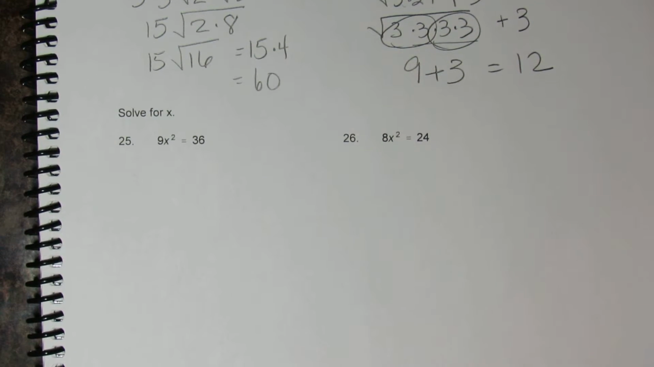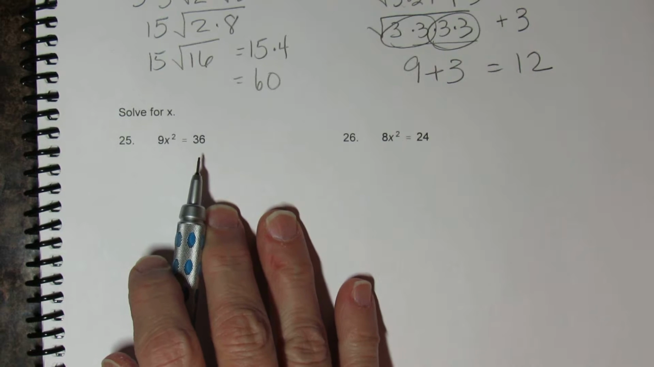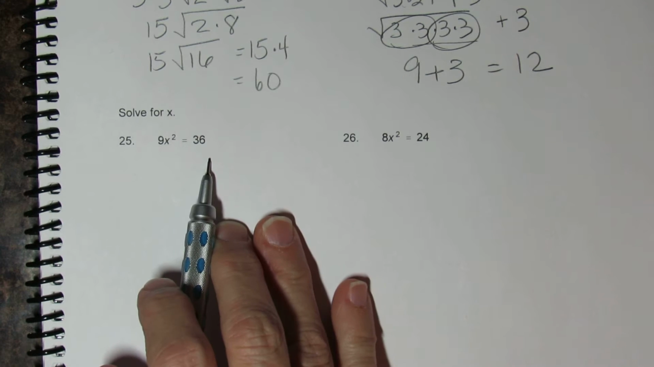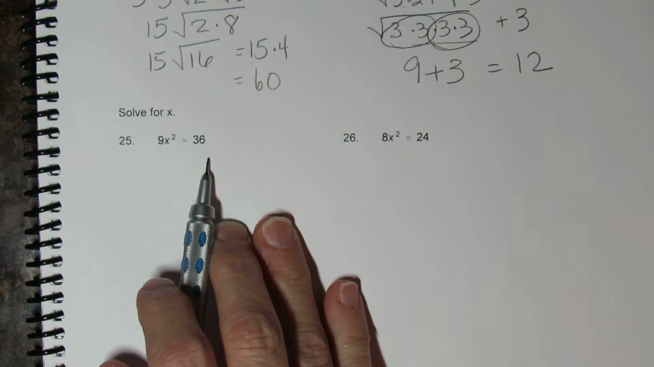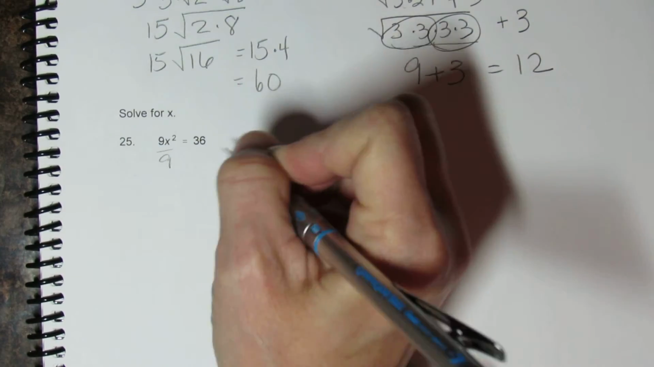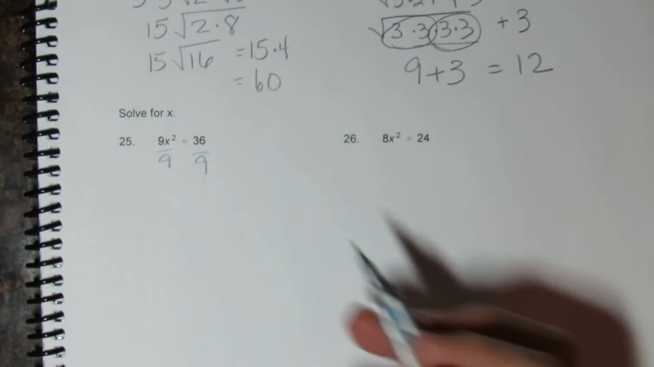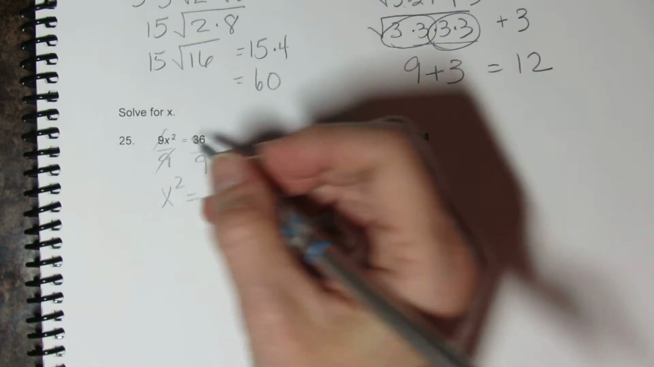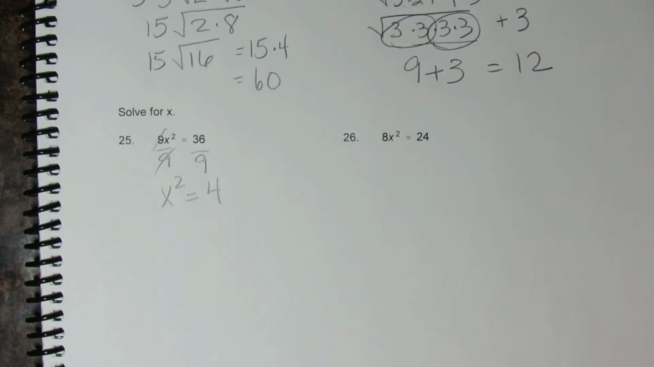All right, here we want to solve for x in these equations that have an x squared in them. The way we do that is by first isolating the x squared. We have 9x squared equals 36. The first thing we're going to do is divide by 9 on both sides. The 9's cancel. We end up with x squared equals, 9 goes into 36 4 times.